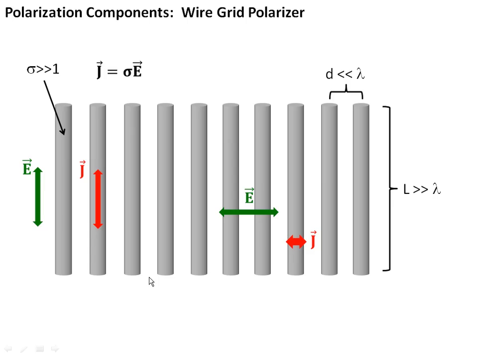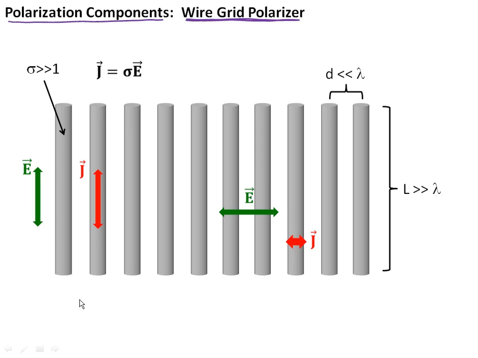I'd like to end this lecture with a very brief discussion of polarization components, and there are a lot of different devices out there that will change or modify the polarization of waves, but I want to talk about one that's used in electromagnetics a lot, which is a wire grid polarizer, because it's fairly easy to understand. And a wire grid polarizer is exactly what it sounds like. It's essentially a grid of wires.